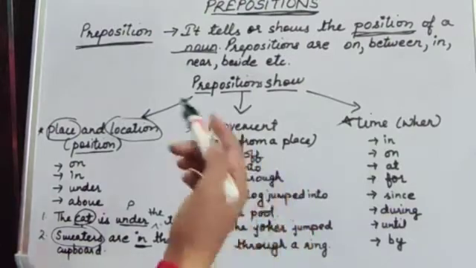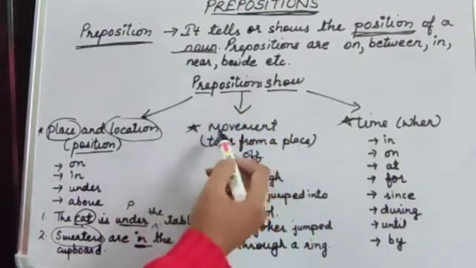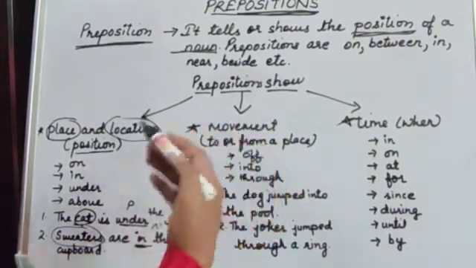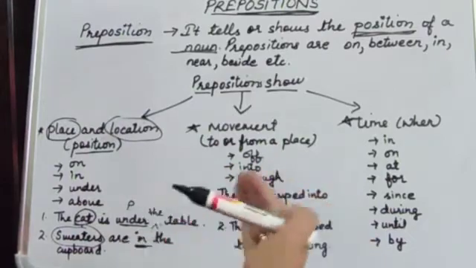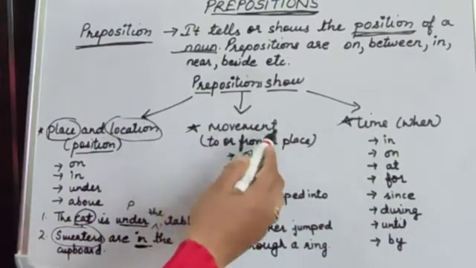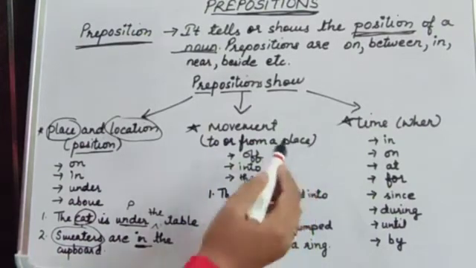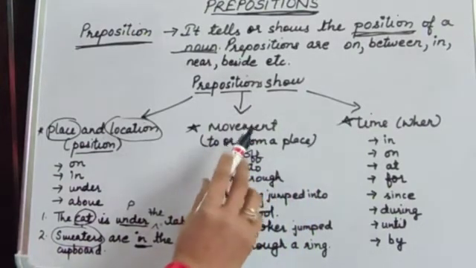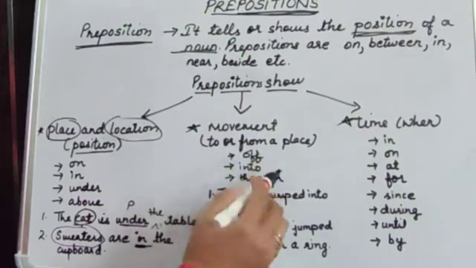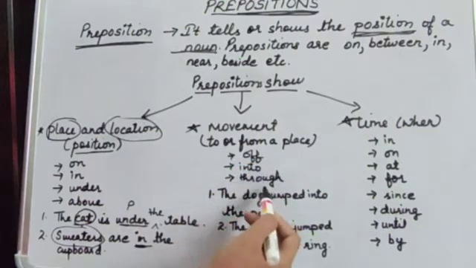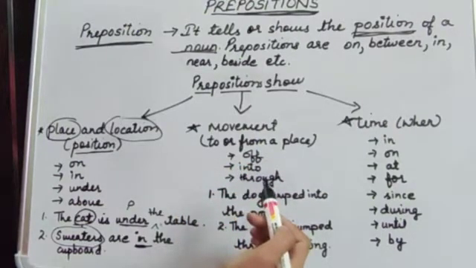Next, preposition shows us movement. Movement means when something is moving from one place to another. So it shows the movement of a noun to or from a place. The prepositions are onto, into, and through. There is also across.